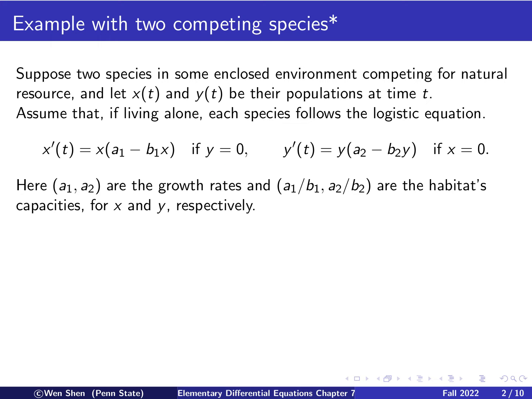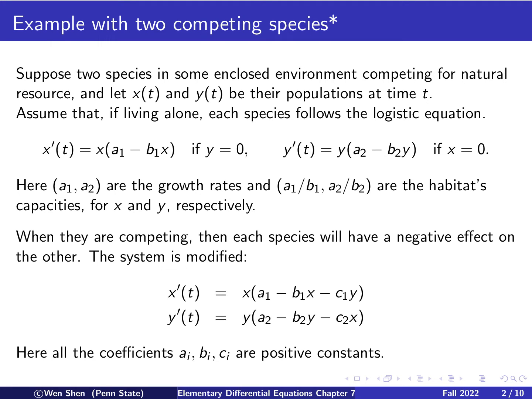Now, a similar scenario for the case where x is 0 and the species y lives by itself, and it follows this logistic equation with the coefficients a2, b2. Let's say they are all positive. And with a similar argument, we know a2 will be the growth rate, and a2 over b2 will be the capacity of the habitat.